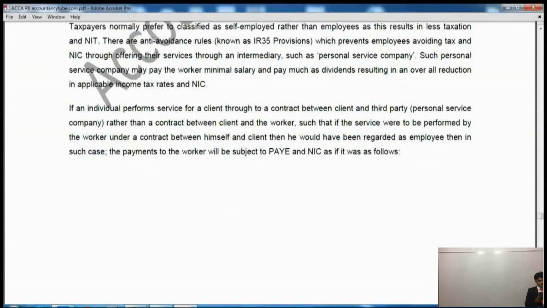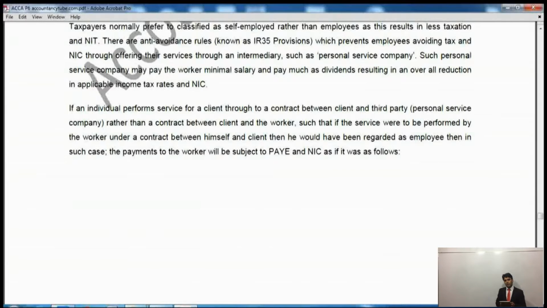I think I missed something. I will read again. Taxpayers normally prefer to be classified as self-employed, then, known as IR35 provisions, which prevent employees avoiding tax and NICs through offering their services and paying a minimum salary and paying as much as dividend as possible. And after that I've already read.